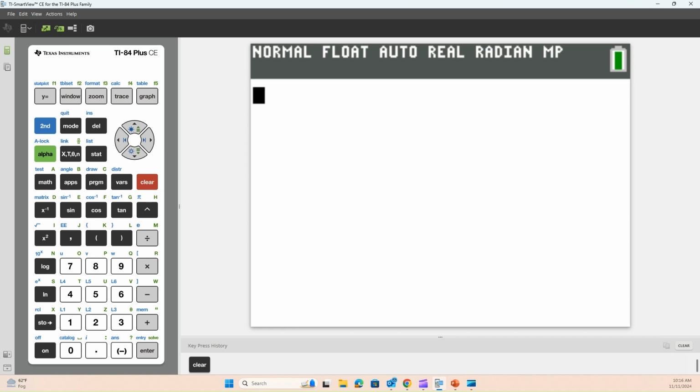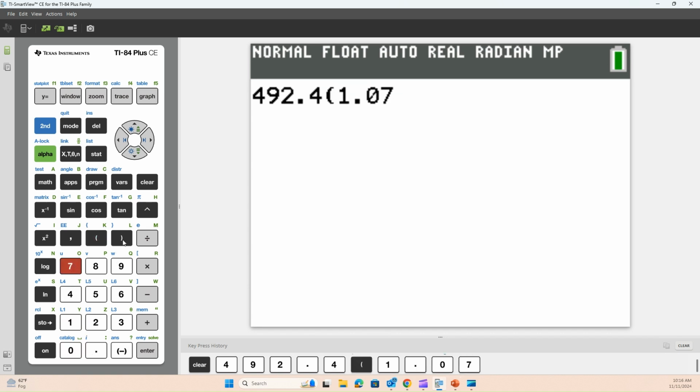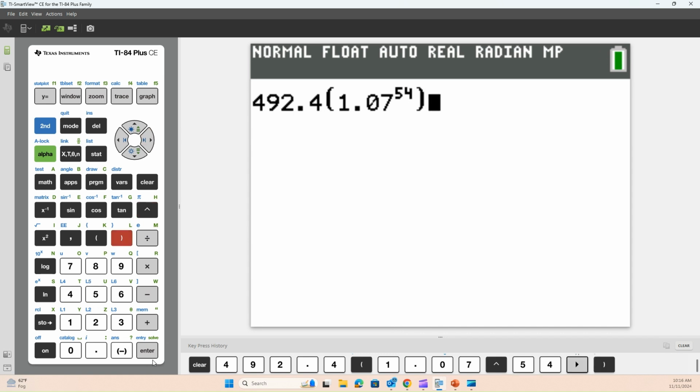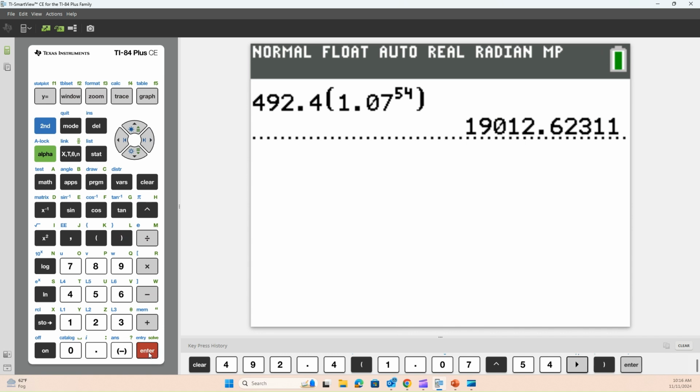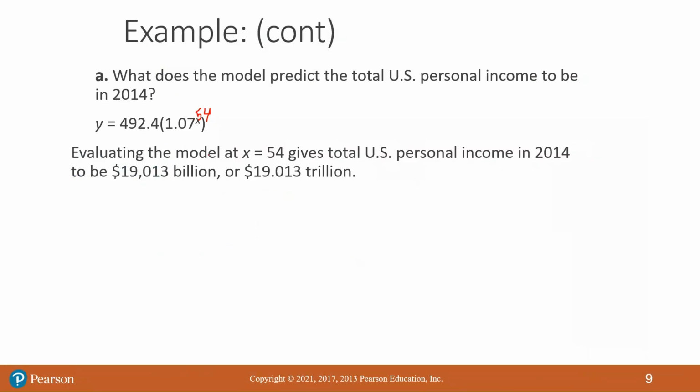So we're going to do what I say, 492.4 times 1.07 raised to the 54. And that's where we get 19,012.62311. All we're doing from there is approximating to the nearest billion. So we wind up with 19,013 billion. Or if we wanted it in trillions, it would be 19.013 trillion.